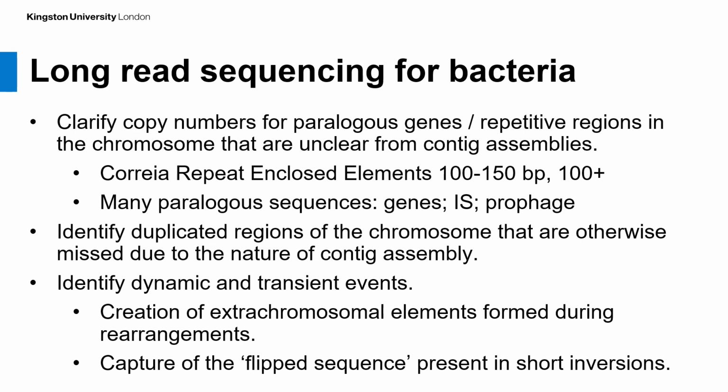And so from this, we can identify dynamic and transient events, these creations of these little extrachromosomal elements formed during rearrangements. We might be able to pick those up by doing this sequencing, which otherwise would be lost in the mass of data from the draft genomes where they're just assembled into contigs, and capture things like these little flipped sequences that are present in short inversions. So some of these are present in the raw sequence data that maybe even from the long technologies will be lost out because they're not part of a larger consensus.